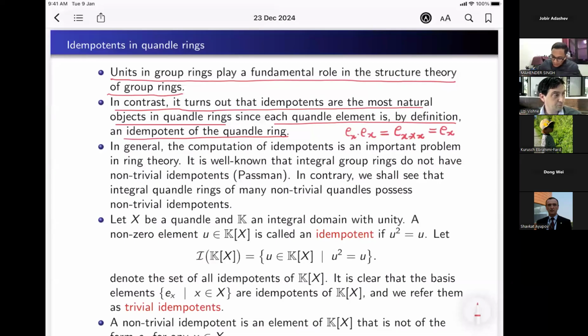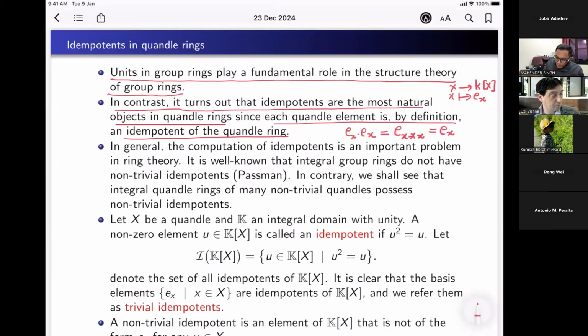So therefore, each element of the quandle can be viewed as an idempotent in the quandle ring because there is a natural map x goes to Ex, from X to KX, the quandle ring. It's a natural map. And in fact, it's a faithful map because the set Ex, where x is in X, is a basis.